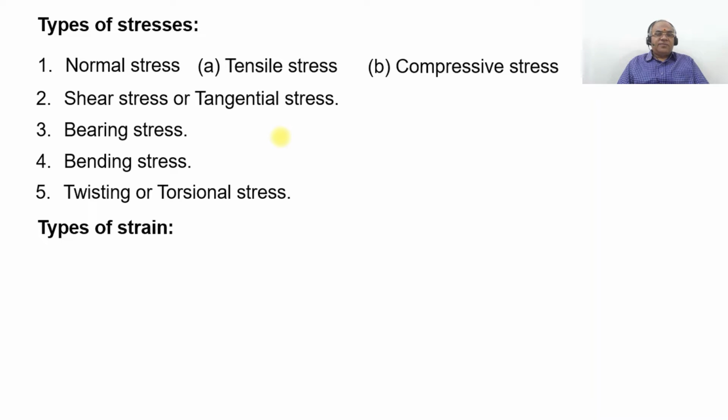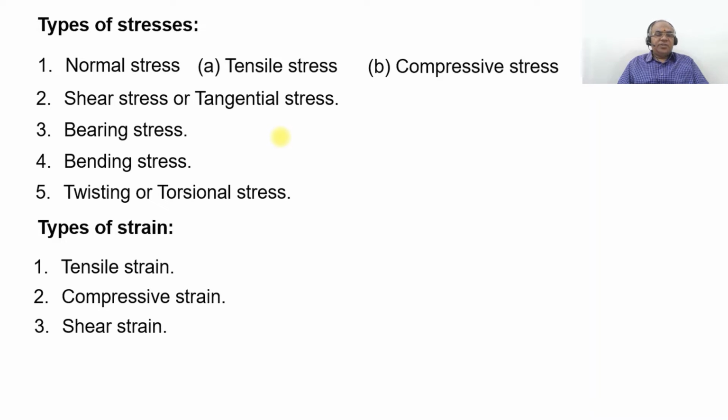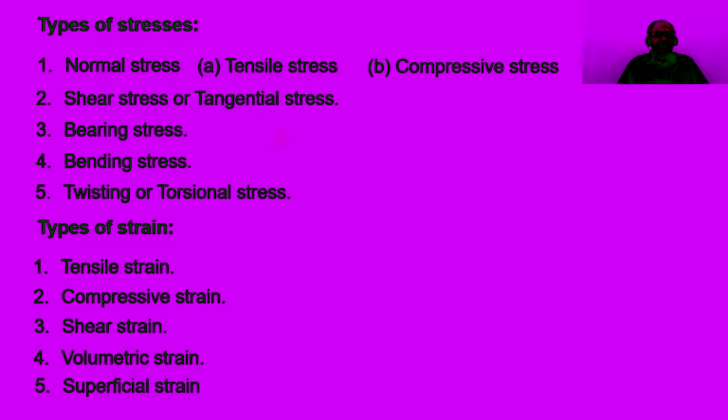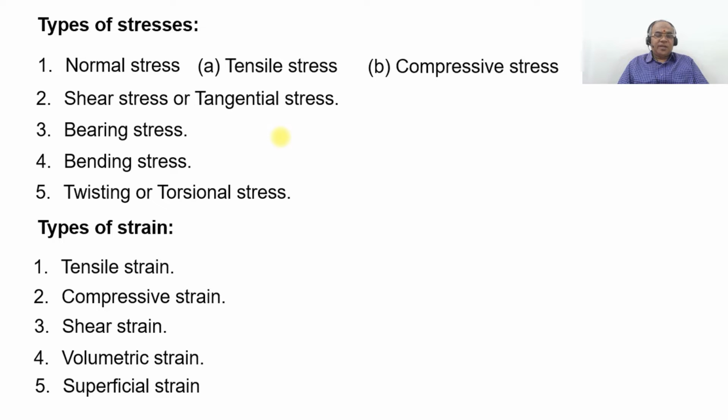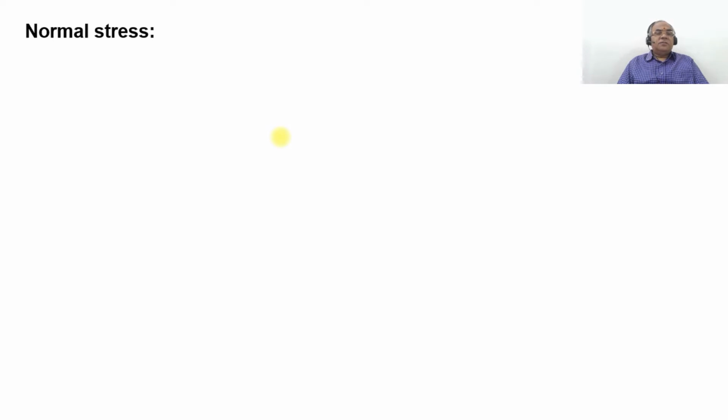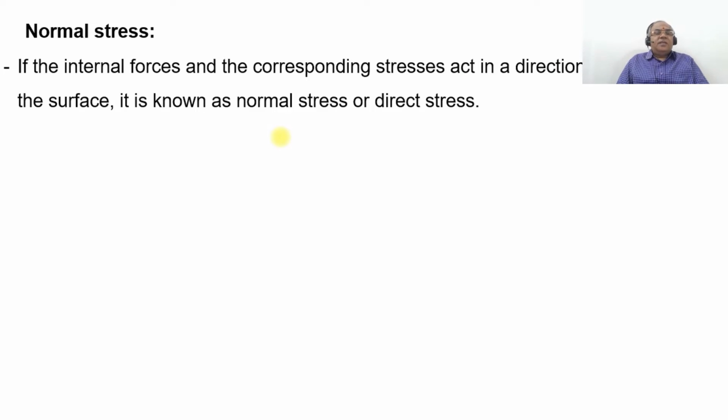Similarly, we have the types of strain. We have the tensile strain, compressive strain, then the shear strain, the volumetric strain and superficial strain. So first we are going to take up the normal stress. If the internal forces and the corresponding stresses act in a direction perpendicular to the surface, it is known as the normal stress or the direct stress.